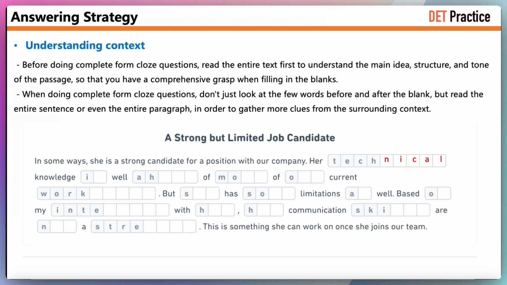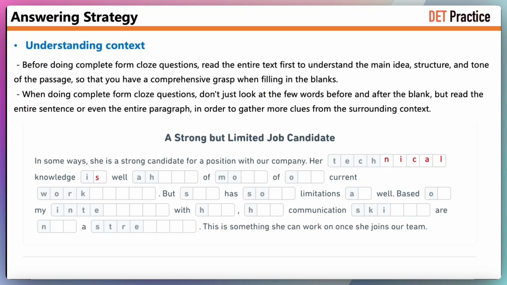Looking at the whole sentence, it should be a simple sentence, not very long, probably describing some of the candidate's strengths. We've already analyzed that this text has 2 parts, discussing the candidate's strengths and limitations. This should be a subject-verb complement structure, so the I word is likely the verb is. Since we're describing strengths, there should be a comparison.